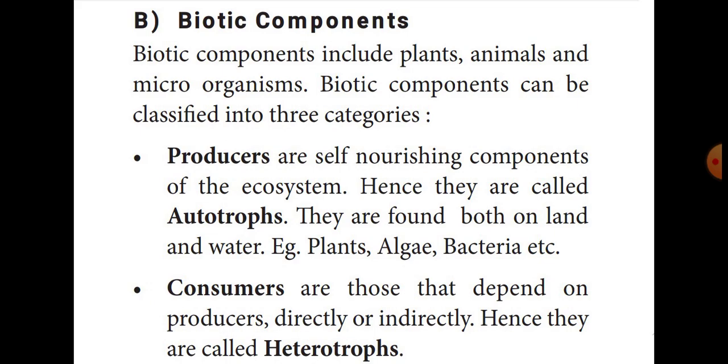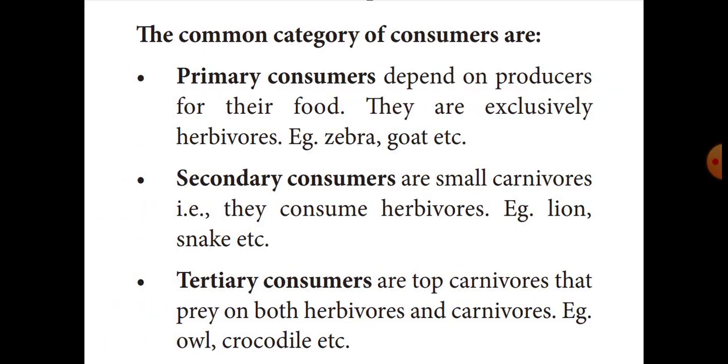These biotic components have three categories: producers, consumers and decomposers. Producers prepare their own food, for example plants, algae, bacteria, etc. Consumers are dependent on producers. These consumers have three common categories: primary consumers, secondary consumers and tertiary consumers.